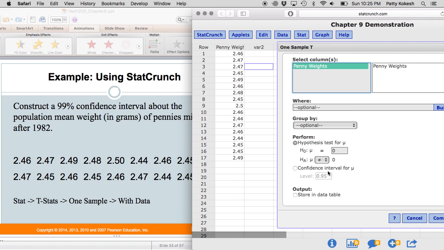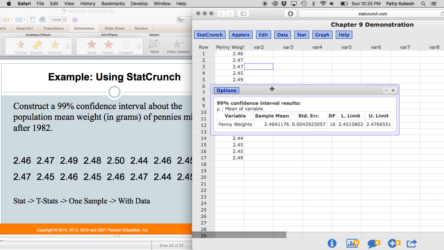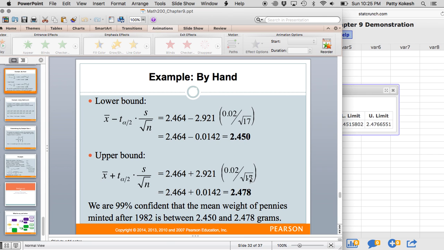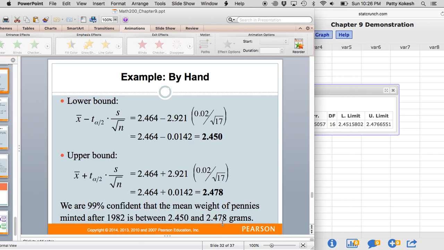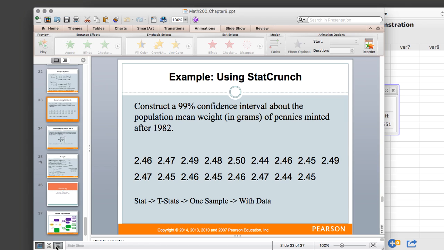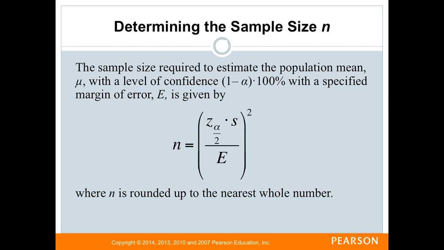I select my penny weights, and I want a confidence interval. I wanted 99% confidence, and then I click compute. And it gives me a lower limit of 2.45 and an upper limit of 2.48. Now, these are going to be slightly different values than if I go back a slide. They round to the same hundredth place, but not the same thousandths place. That's just because StatCrunch has the ability to be a little more exact than we do when we're doing things by hand. So the last concept in this section is determining sample size.